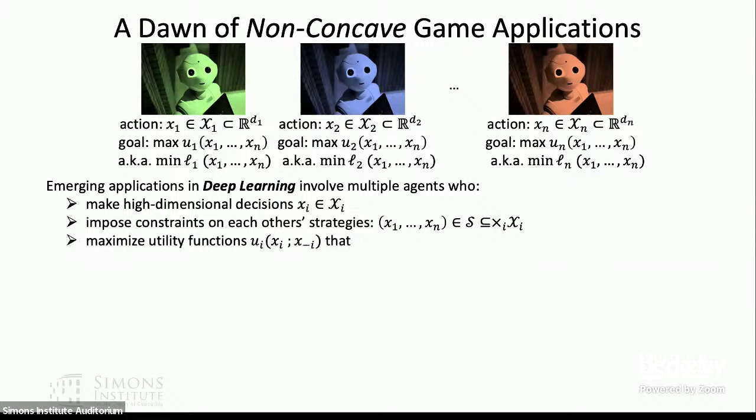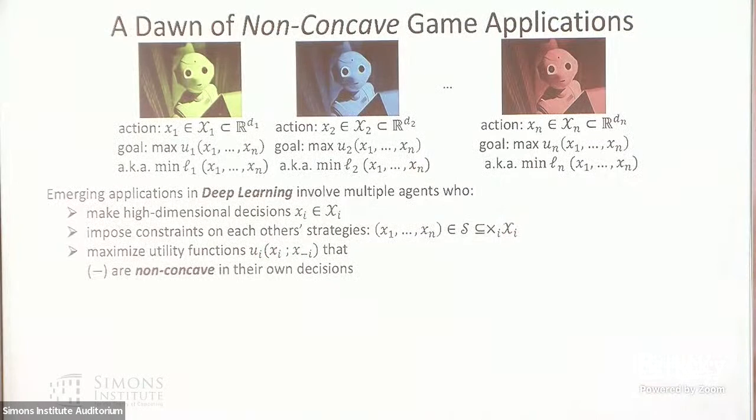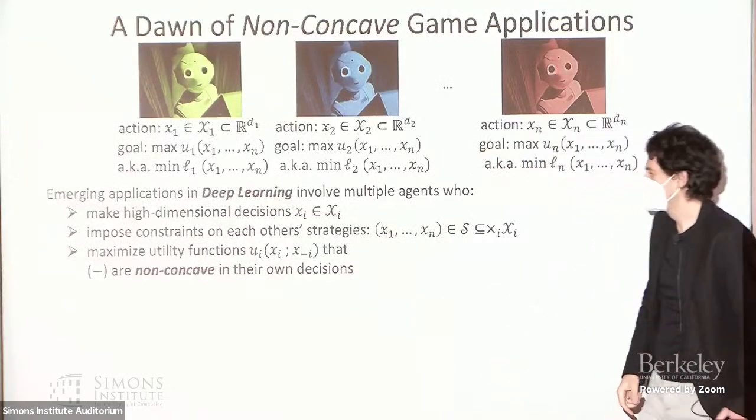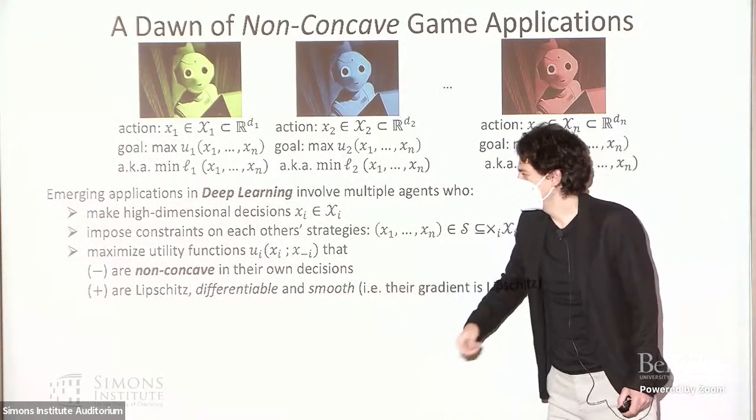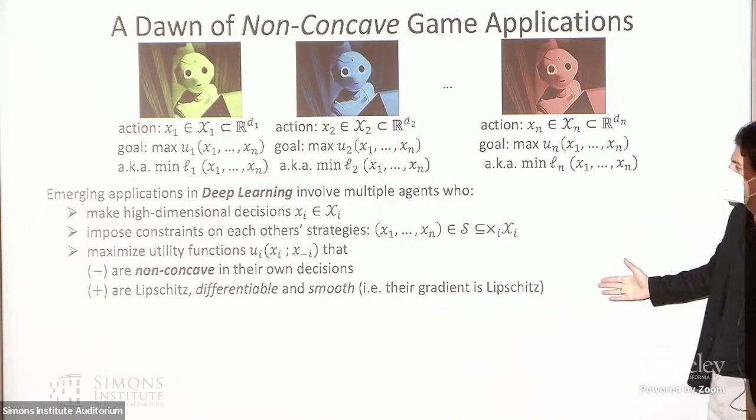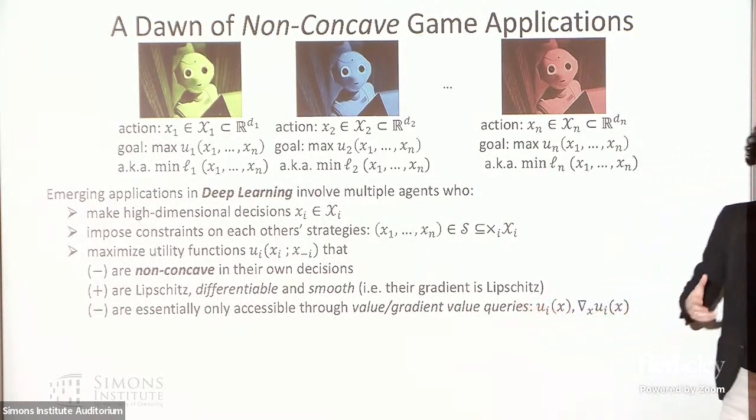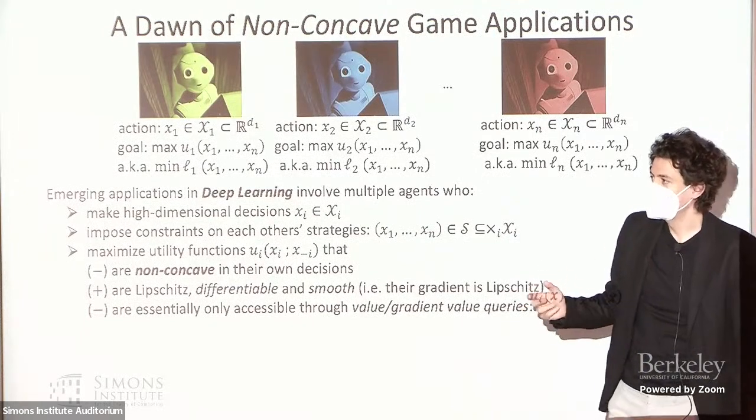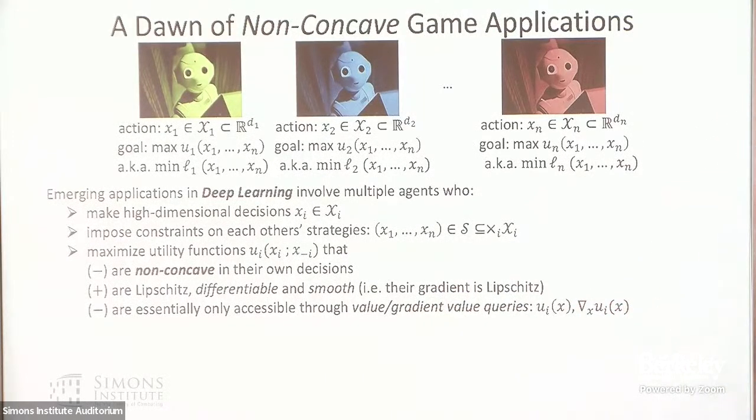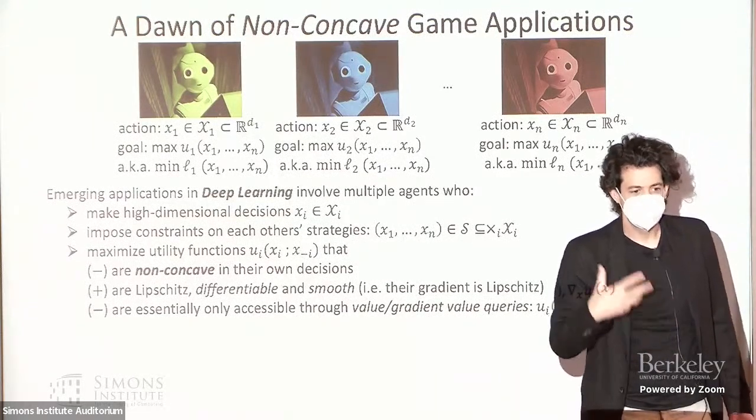And right, so they want to maximize utilities that depend on their own action and the actions of the others that are non-concave in their own actions, typically, which is a minus. The plus is that typically they're Lipschitz differentiable and smooth, at least almost everywhere. And another minus is that these utility functions are not really known. Only first order information is known about them. Right? I mean, you can dive deeper and get higher order info, but it's expensive.